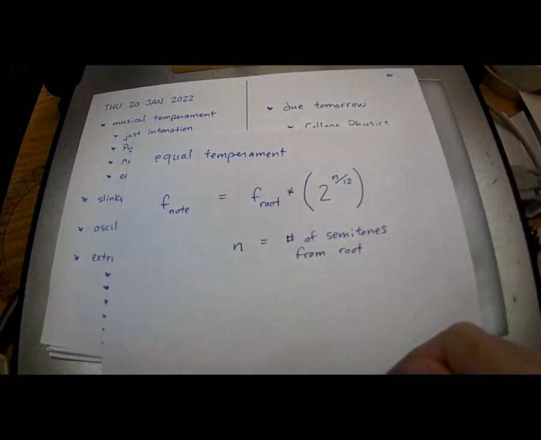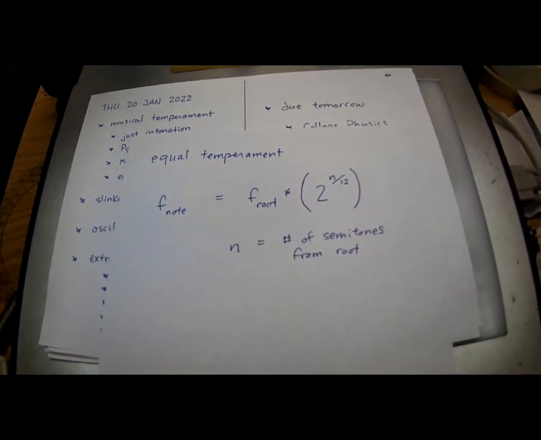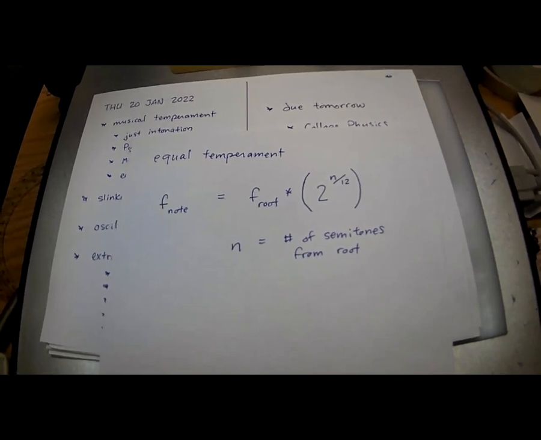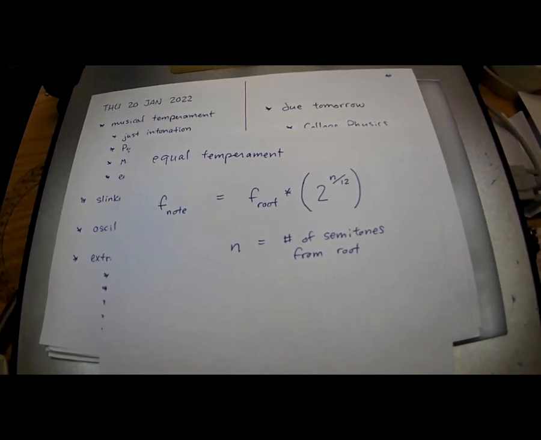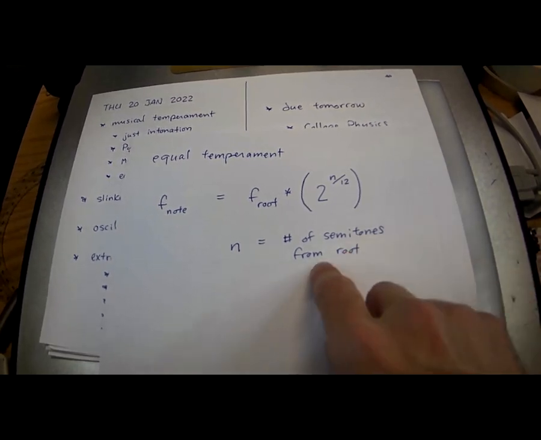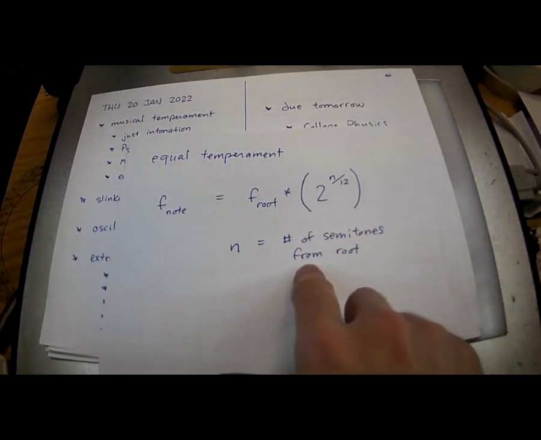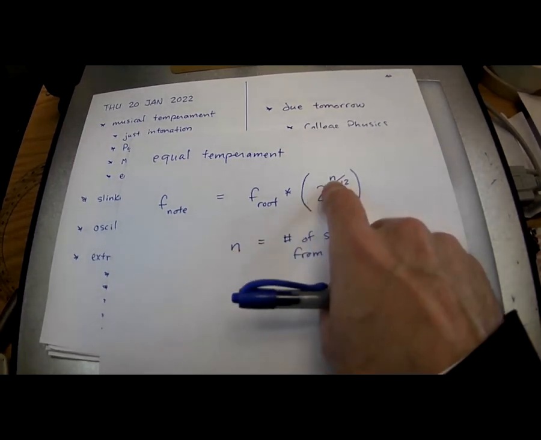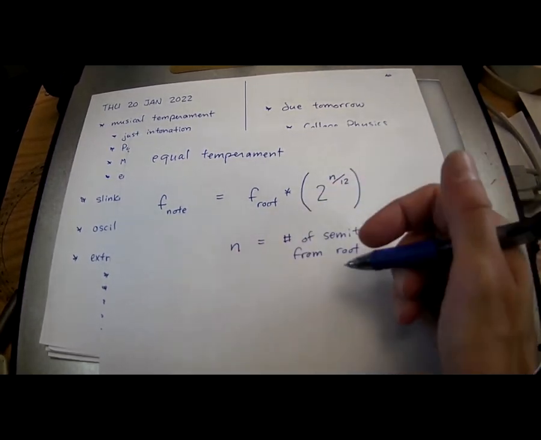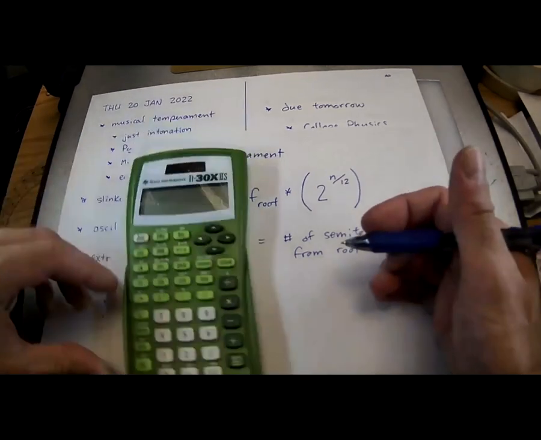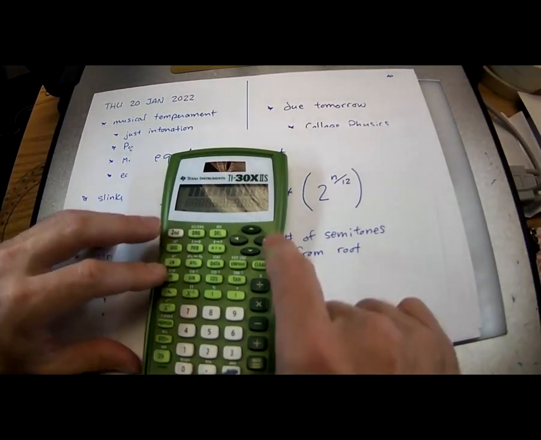Semitone is like a half step, right? So if you go from here to here, that's one note away, that's one half step, that's one semitone. Okay? And start to navigate this, make sense of this. So what if n was equal to 0? Because what is 2 to the power of 0? 1. It is 1.